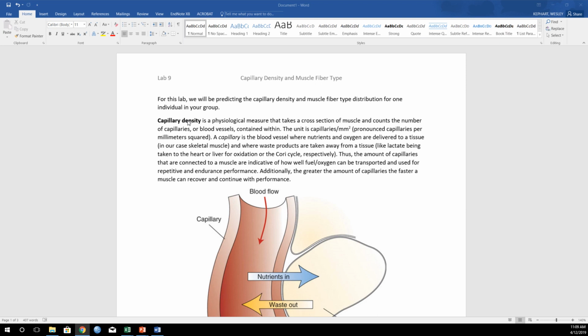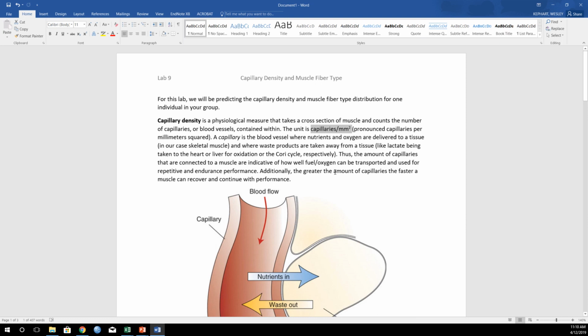So first off, let's talk about what capillary density even is. It's a physiological measure that takes a cross section of a muscle and counts the number of capillaries contained within that certain area, and it's expressed in capillaries per millimeter squared. So, just counting the capillaries in a certain area of muscle. You would actually take out someone's muscle. We're not going to do this in lab, but you would take a muscle biopsy and stain it for a protein that would be in a capillary, and then you would just count how many would be within a couple millimeters.